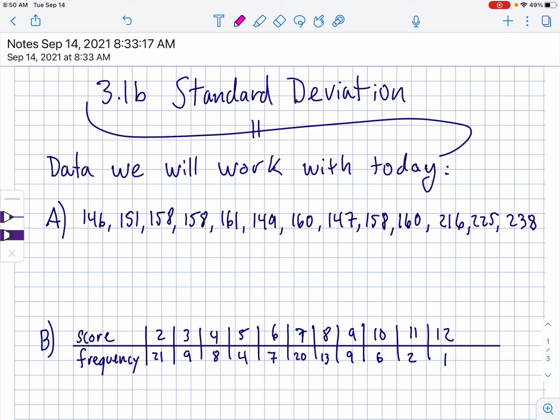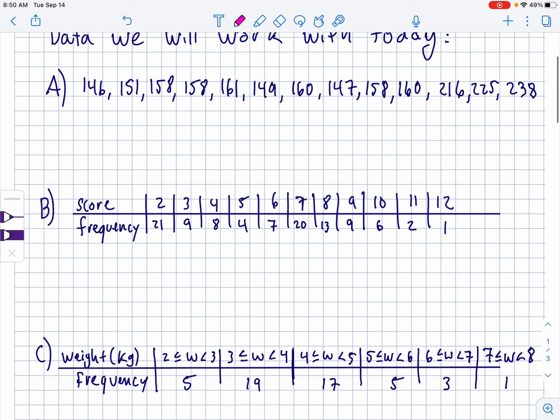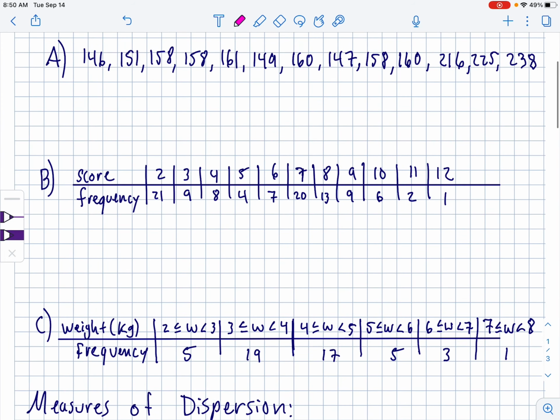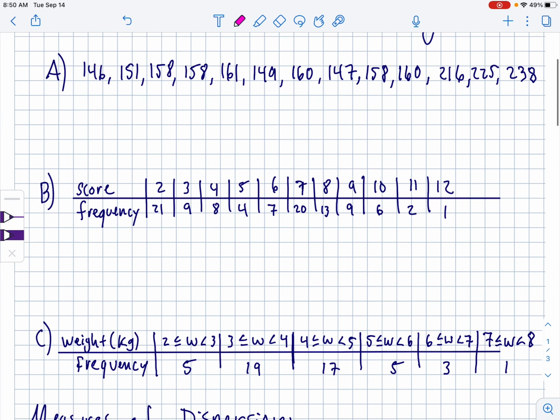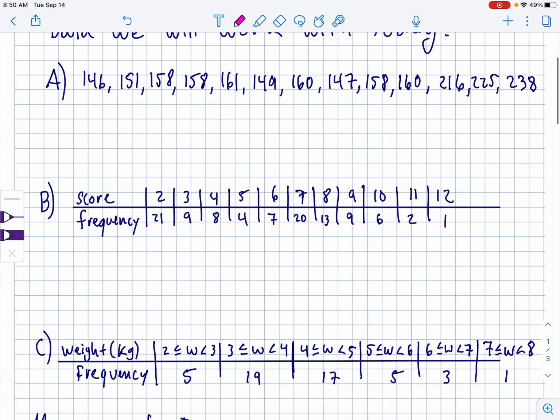IB AI SL2. Today we're going to build off those calculator skills we did last class with 1-var stats on our TI calculators, but we're going to introduce something new called standard deviation. We are going to work with 3 sets of data. You might recognize a couple of them from the video I did on 1-var stats. With all 3 of these, we're going to find standard deviation and talk about it. Then, if there is time, we're going to talk a little bit about something called the interquartile range.